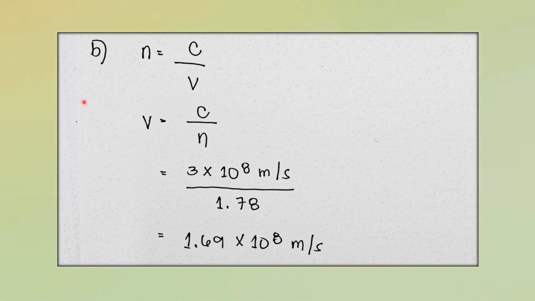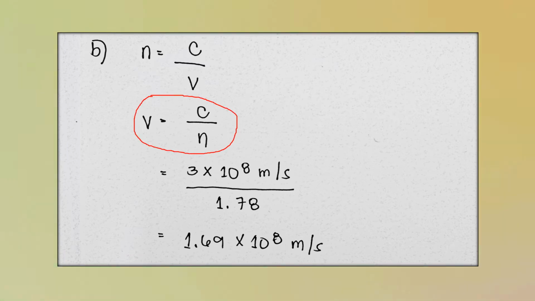Okay, so for letter B, we are going to calculate the speed of light within the unknown material. Since we already know the value of the index of refraction of the unknown material, it will be easier for us to calculate the speed. So we will use the formula of the index of refraction, which is n is equal to c over v. Derive this formula to have v is equal to c over n.